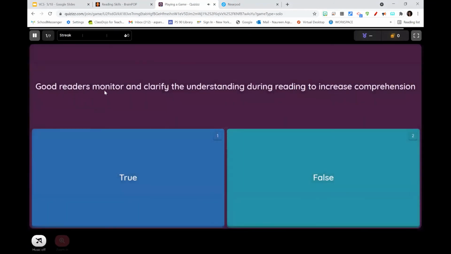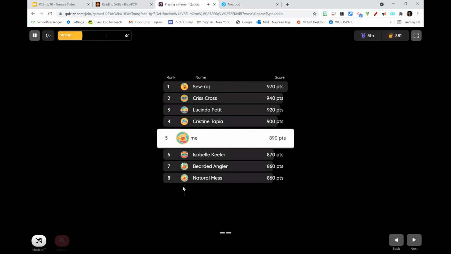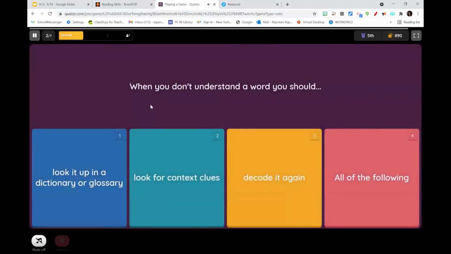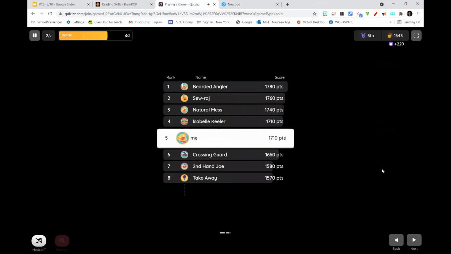Number 1, good readers monitor and clarify their understanding during reading to increase comprehension. That is true. Good readers do monitor and clarify while reading to get a better understanding. When you don't understand a word, you should look it up in a dictionary or glossary, look for context clues, decode it again, or all of the following. I think that it's all of those great strategies.